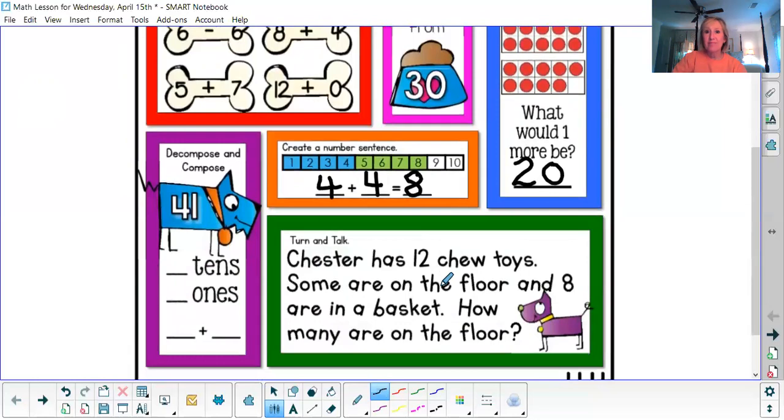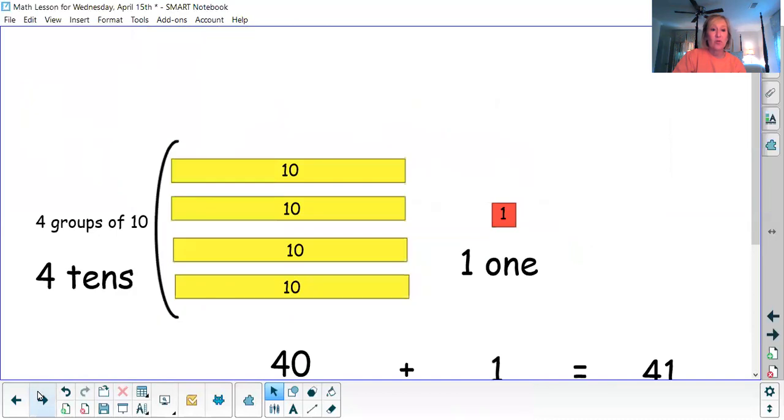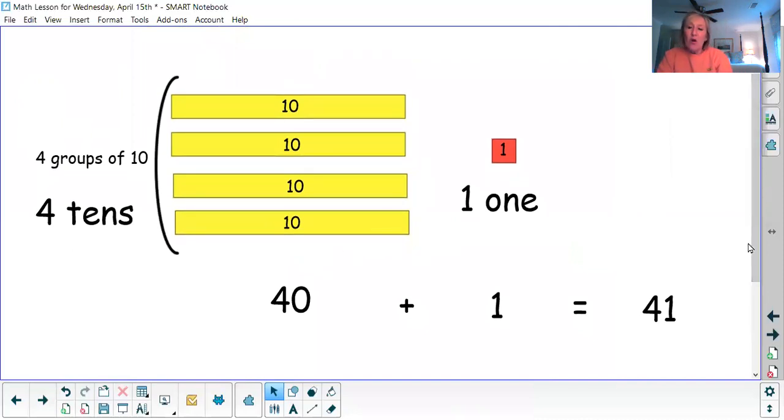Okay, almost done. We're doing great. This next one says decompose and compose. Decompose means take apart a number. Now the number that we're supposed to do is 41. 41 has something in the tens place and something in the ones place. I've made a little sheet for us. So 41 is 4 in the tens place, which means we have 4 groups of 10. 4 groups of 10. There are 10, 10, 10, 10. So that means there are 4 tens.